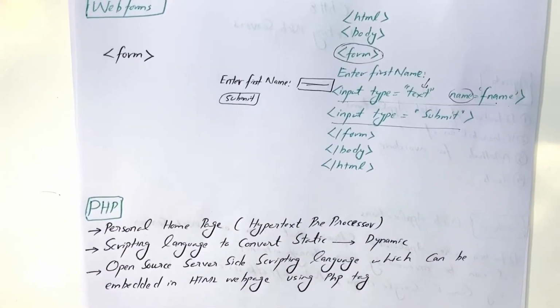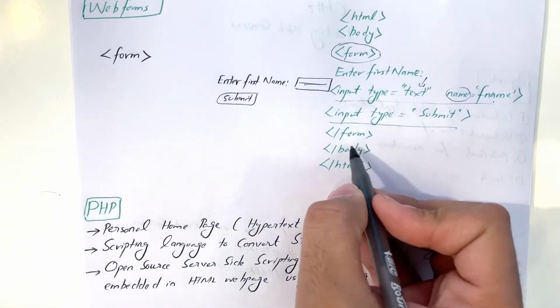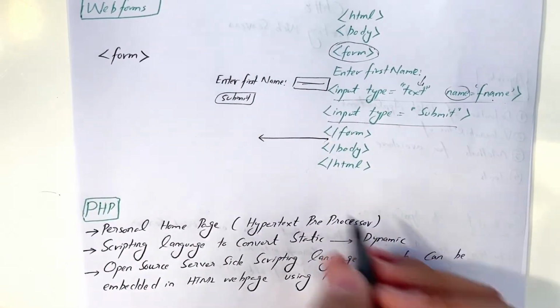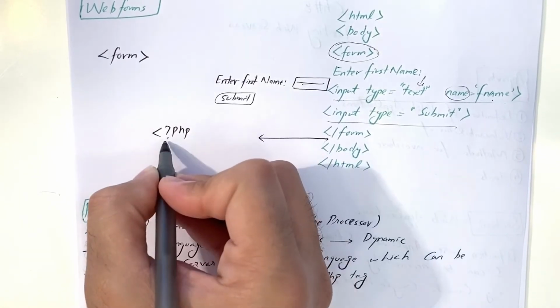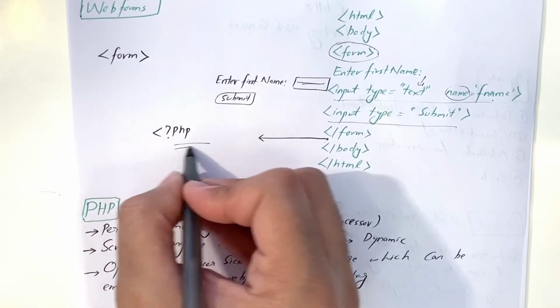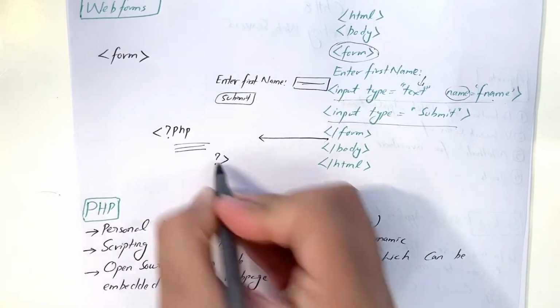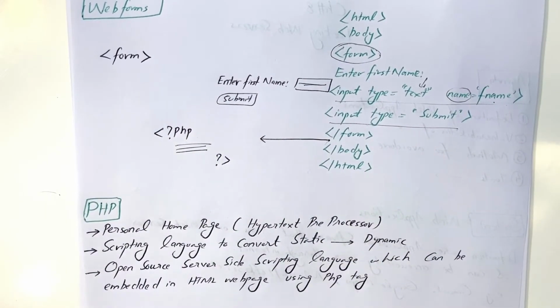I mean, for example, if I just want to put a PHP script in this HTML code, let's say after the form, I can put a PHP tag here, which starts with a question mark PHP, and you can put your code in between, and then you can close it with the arrow with this question mark. So we can embed this PHP script within the HTML code, the HTML body, or you can design an entire website using PHP. You can do that as well.